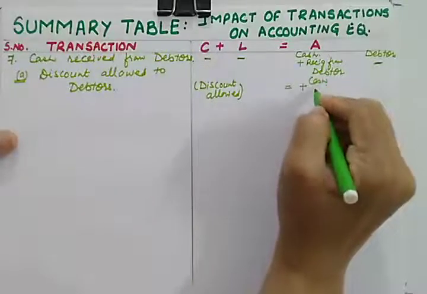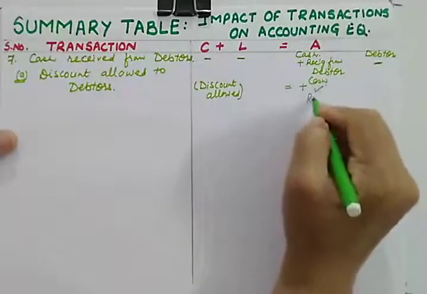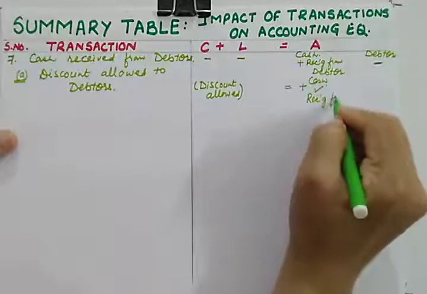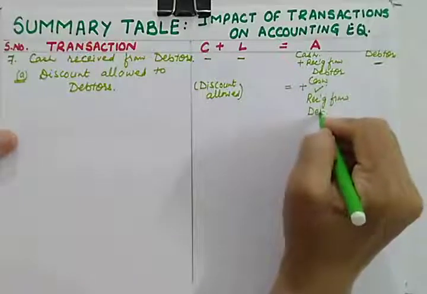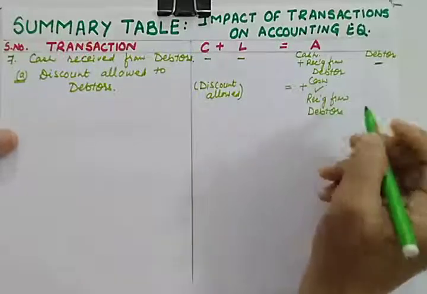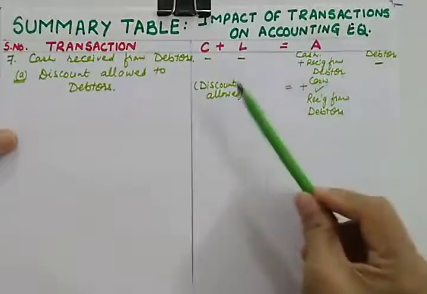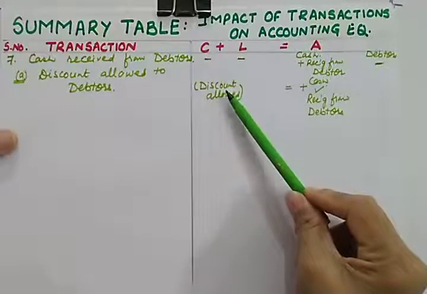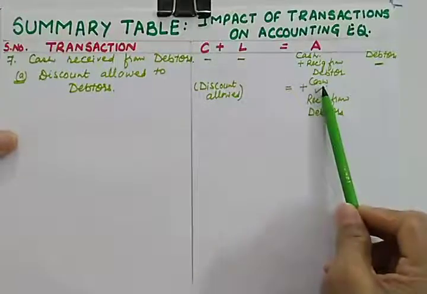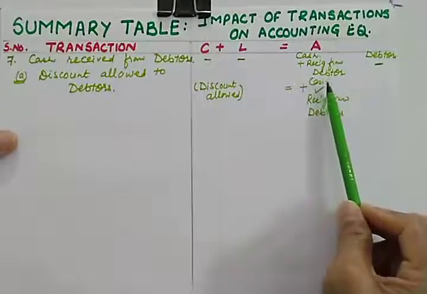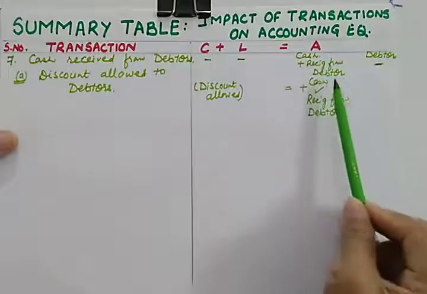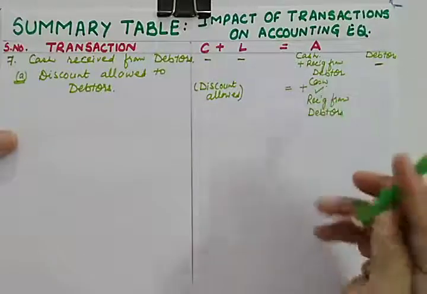So whatever you are receiving from debtors, obviously you will receive less. Suppose you need to take 10,000 from debtors and you allowed a discount of rupees 500, then you will be receiving how much? 9,500. So 9,500 will be added to the cash.